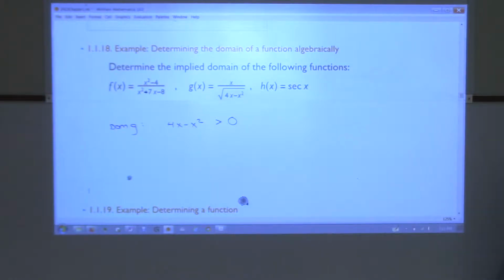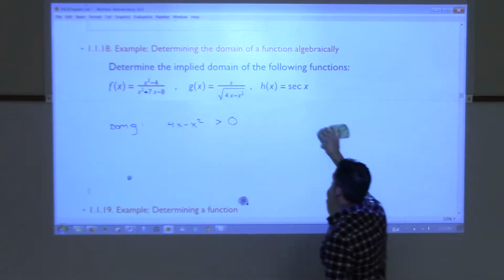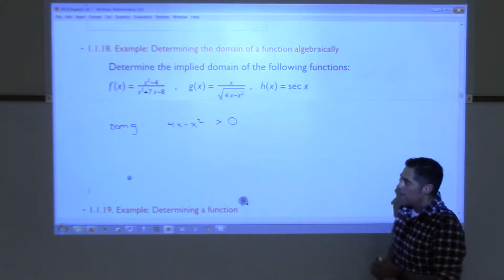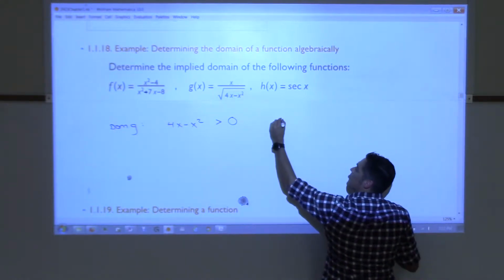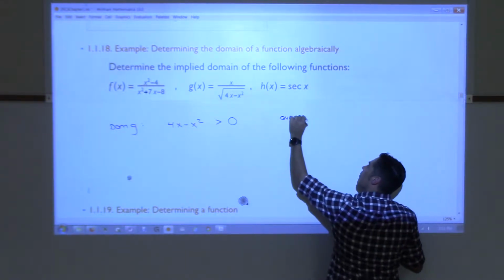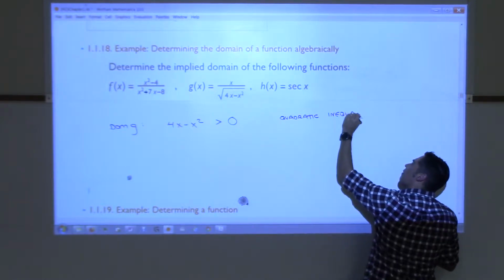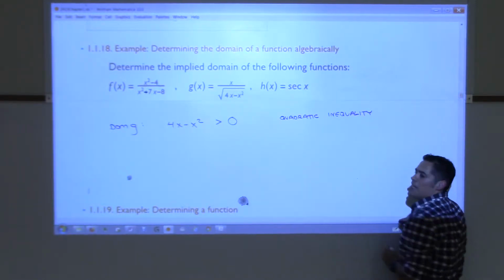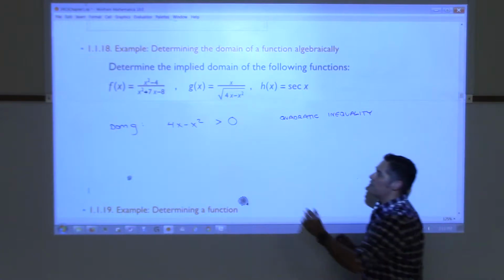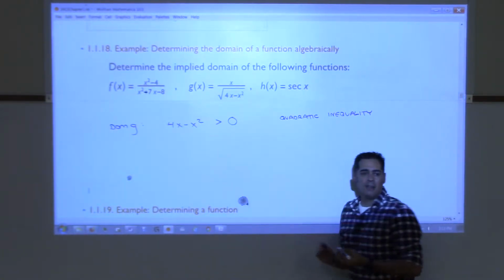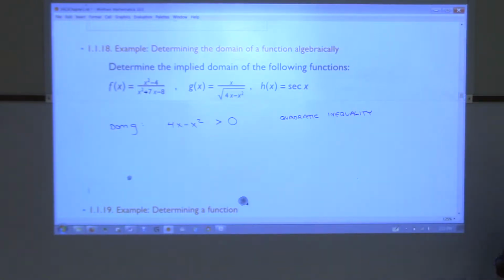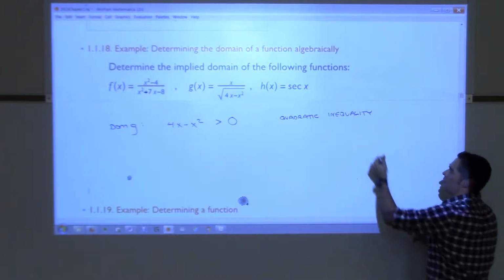This one's tricky. Not tricky, but I see this done incorrectly. So this is called a quadratic inequality. And the way you do this is not the same way that you would do it if this was an equal sign. If that was an equal sign, then you would just factor and you'd be in business. But because it's an inequality, you have to do something else. So there's some steps to do it.